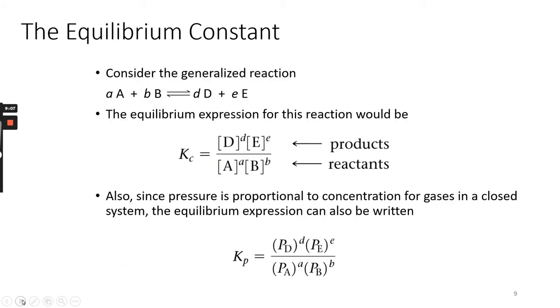So the equilibrium constant. Consider this general reaction. And we want to write the equilibrium constant in terms of concentration for this reaction. What you're going to do is take your products raised to their coefficients, so D raised to d, E raised to e, divided by your reactants raised to their coefficients. And these brackets here, if you don't remember, mean molarity, which is concentration.